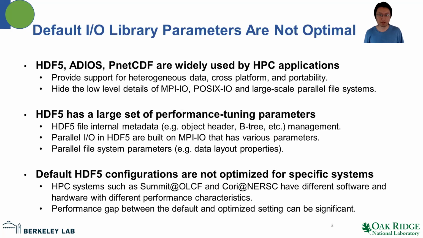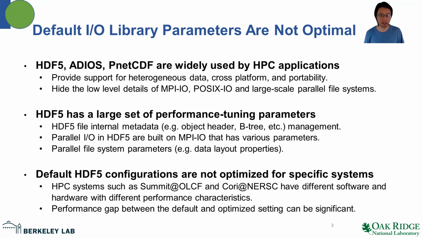As I mentioned previously, HDF5, ADIOS, and PnetCDF are widely used by HPC applications. They provide support for heterogeneous data, cross-platform use, and portability. They hide the low-level details of MPI and POSIX I/O and large-scale parallel file systems. Parallel I/O libraries such as HDF5 have a large set of performance tuning parameters that the user can set. For example, HDF5 has its own internal metadata, such as object header and B-tree, and they can be configured to be placed at different places in the HDF5 file.